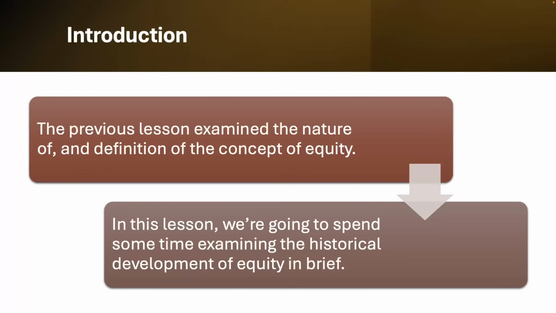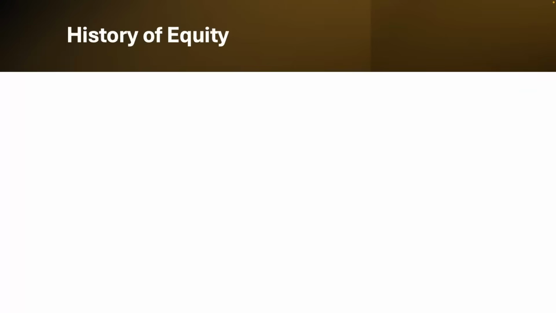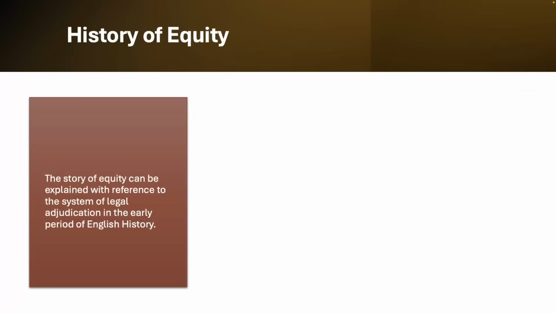This could be a 1-hour lecture if you really wanted it to be. We're going to be examining basically 1,000 years' worth of history in the space of 10 to 15 minutes. So the story of equity can be explained with reference to the system of legal adjudication in the early periods of English history. That's the best way in which we can describe it.